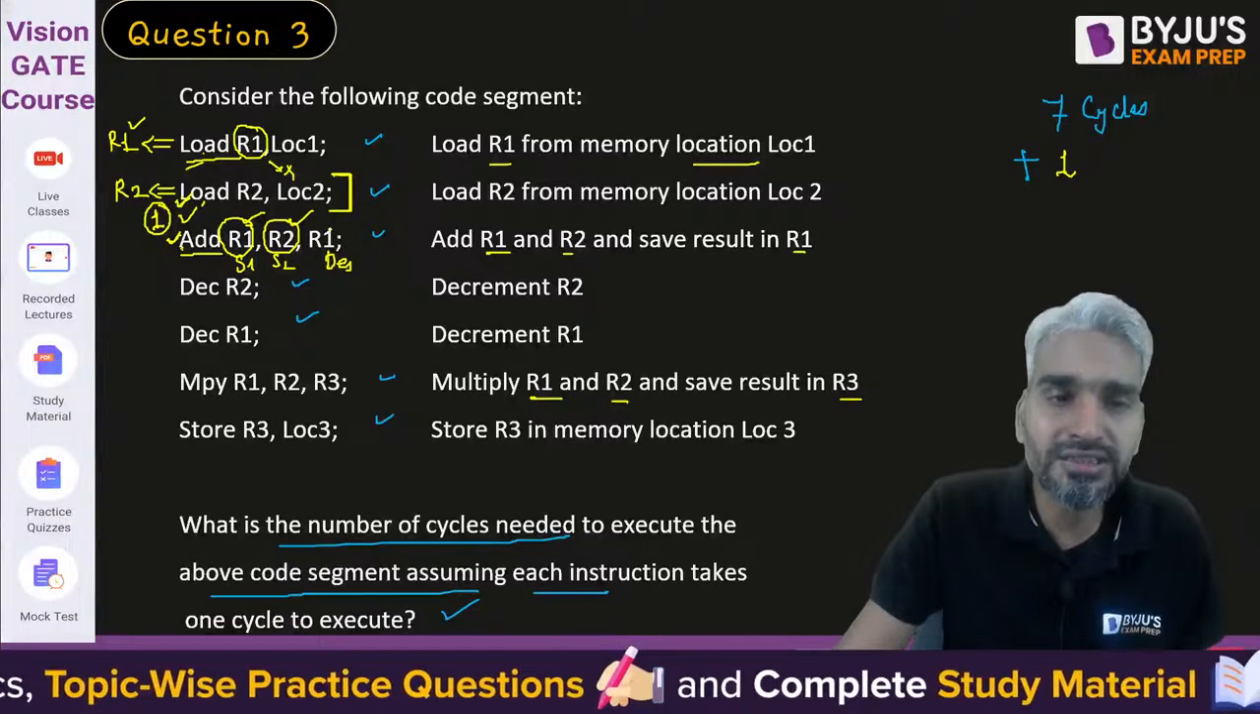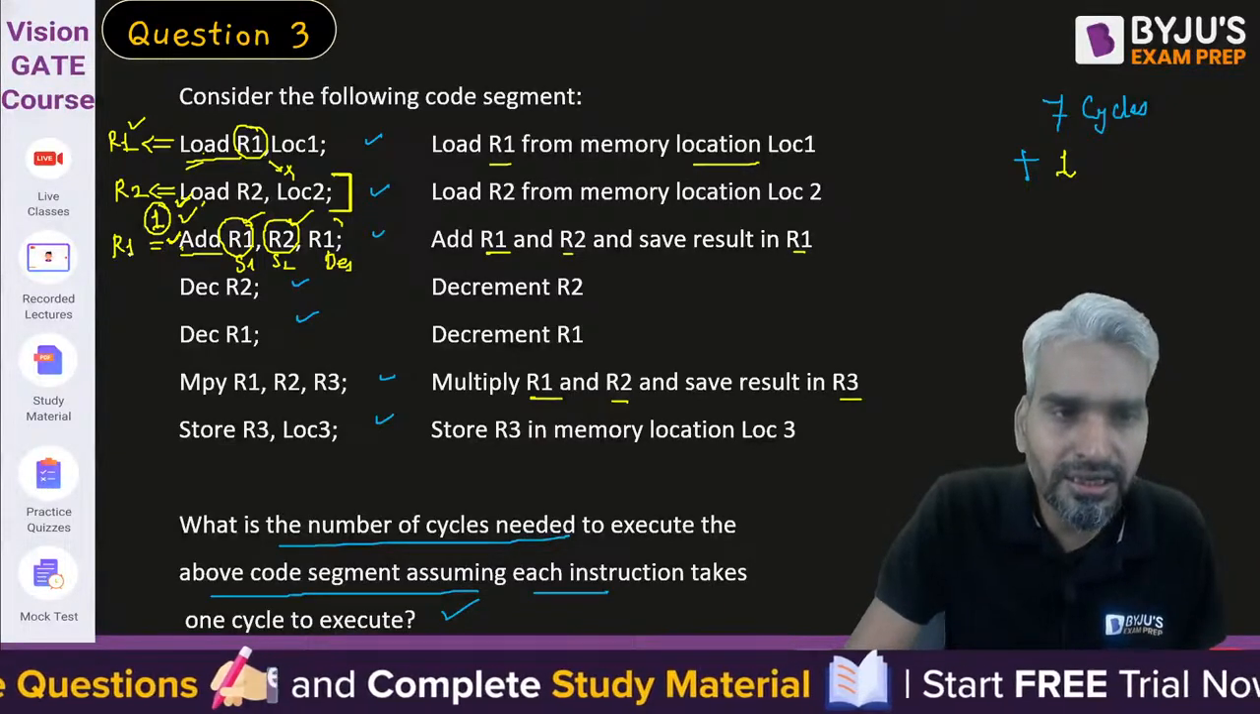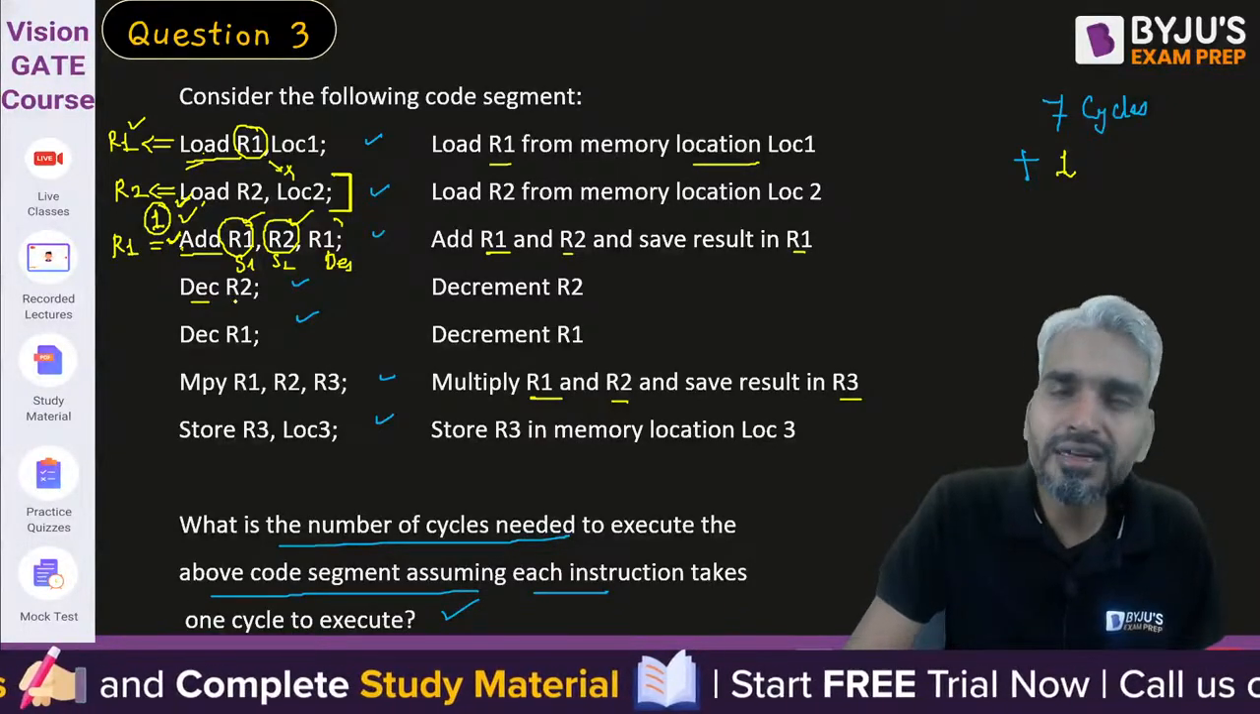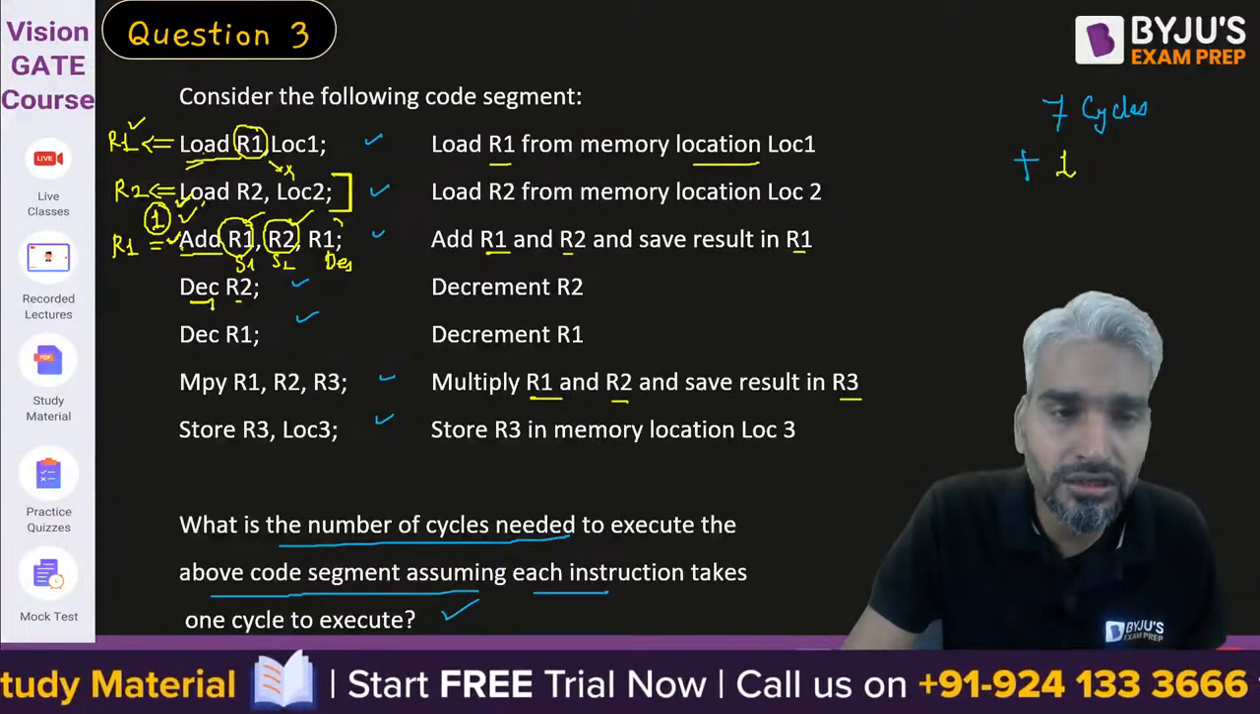Now let's try to understand. It is producing the result in R1. It is decrementing the R2. Please try to understand. This decrement is an ALU instruction.